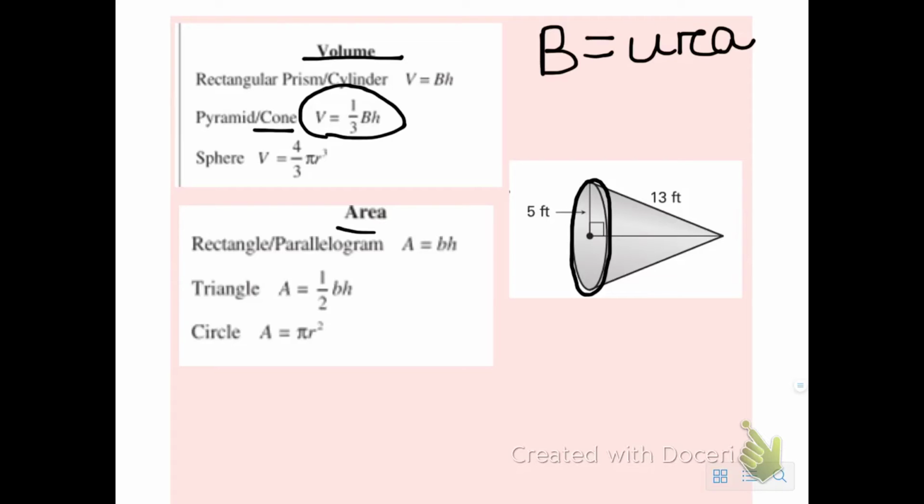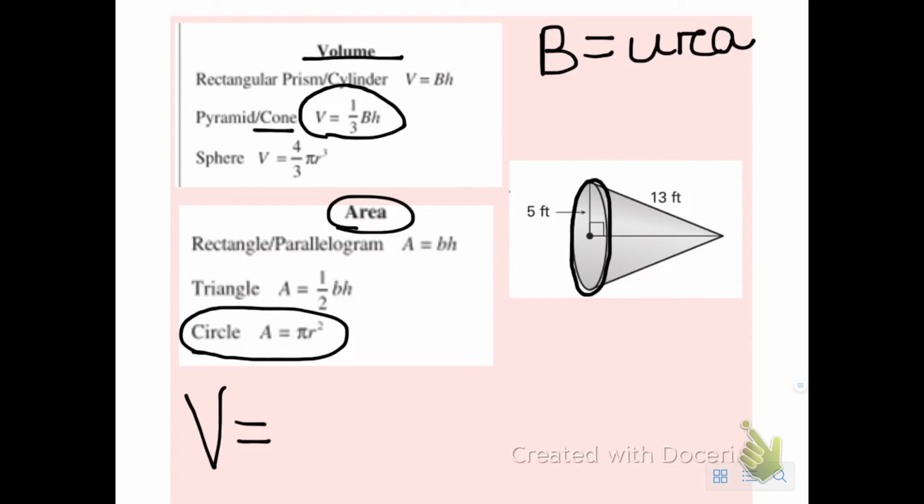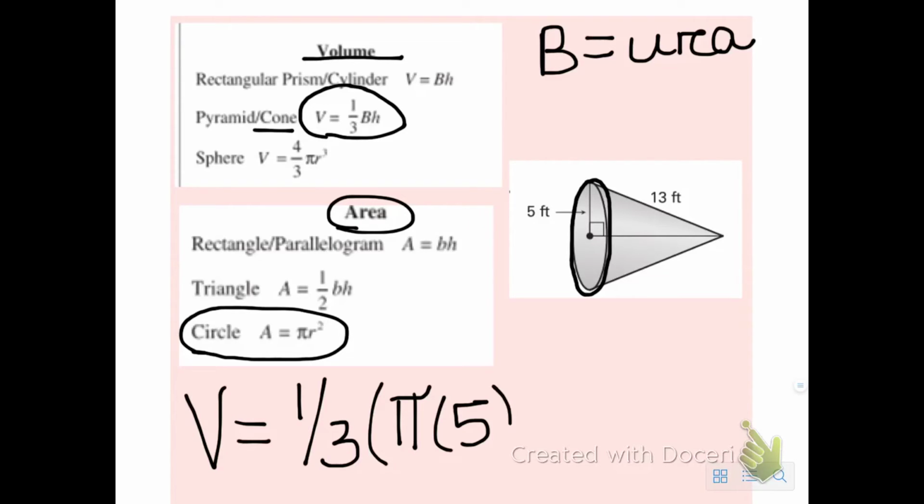So I look under my area formulas. I know my base is a circle, so I need to use the circle formula. So if I want to find the volume, I have to say 1/3 capital B, which is the area of the base, so that's going to be pi times radius squared, which would be, the radius in that picture would be 5.